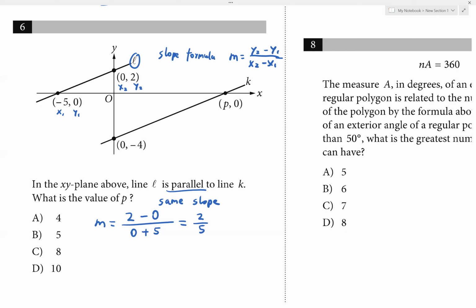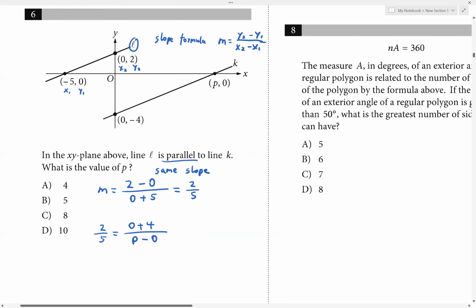Okay. So we know that's our slope, and to solve for P, the slopes have to be the same. We can now use the other 2 points. We'll also plug into the slope formula, but now we know the slope should be the same, right? So the slope of that line should be 2 over 5. So we say the slope is 2 over 5, and this should equal y2 minus y1, which is 0 minus -4, or 0 plus 4, and then x2 minus x1 will be p minus 0.